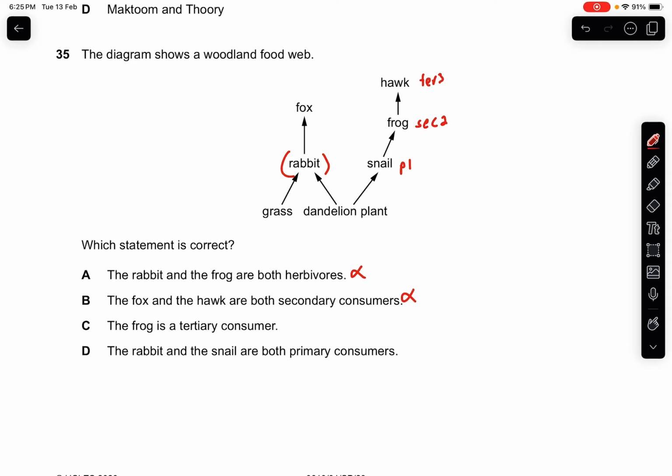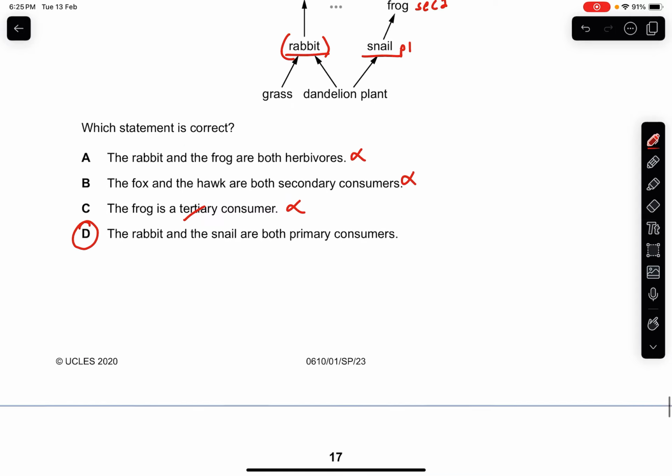The frog is a tertiary consumer. No, it's a secondary consumer. So this is also out. The rabbit and the snail are both primary consumers because they are on the same trophic level. So the answer is D.